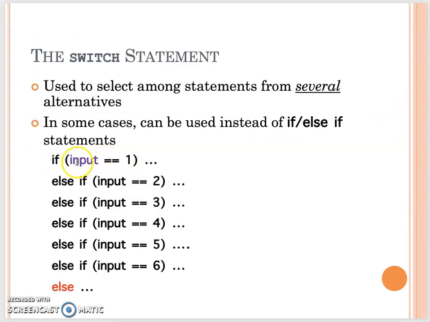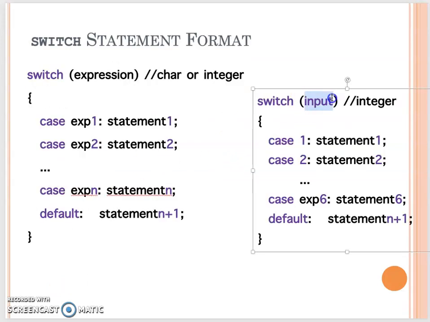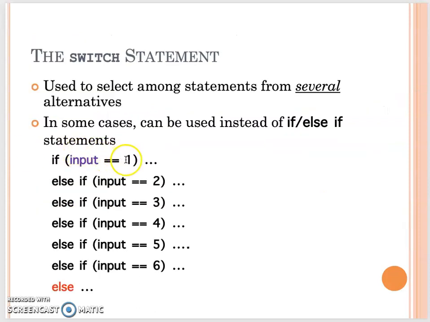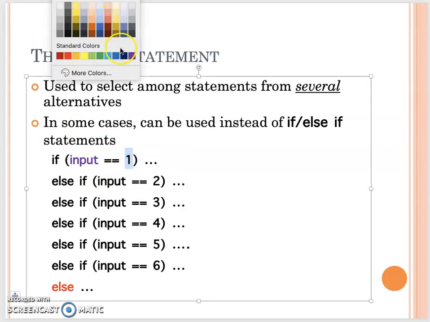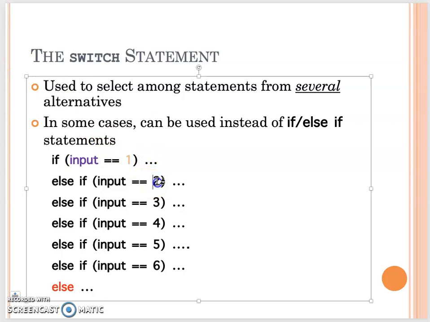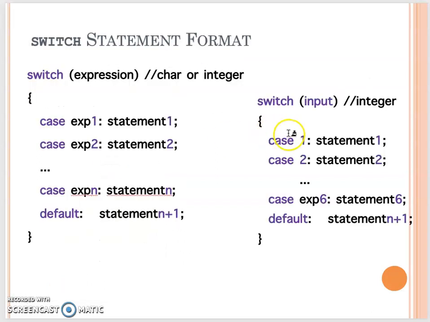Let me use the same color. For example, you see input is here, right? Then we put it in the switch expression. Then according to the different values we are matching, if this one is 1, 2, 3, those are the different values for the input. Then when we convert into the switch statement, you have the input, and the value here is the case.